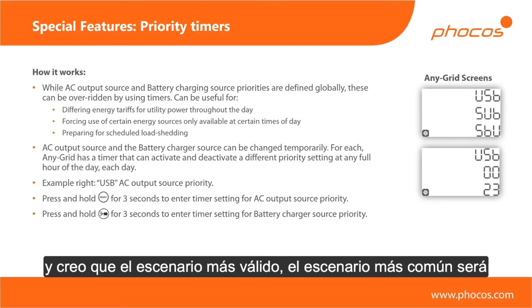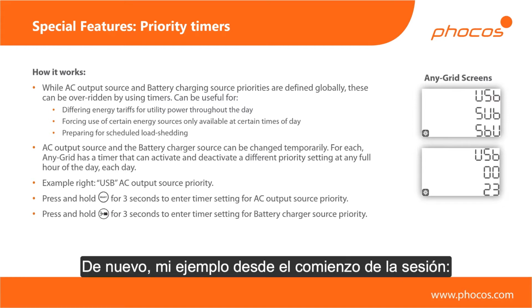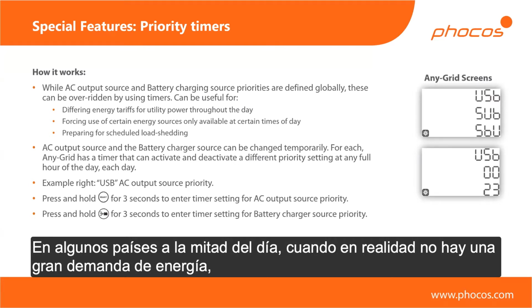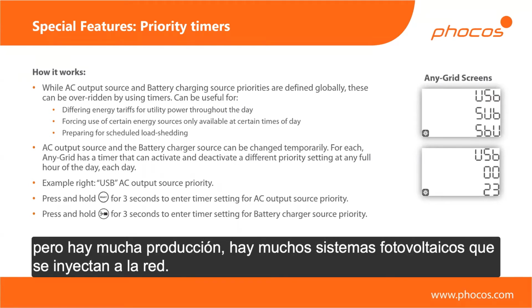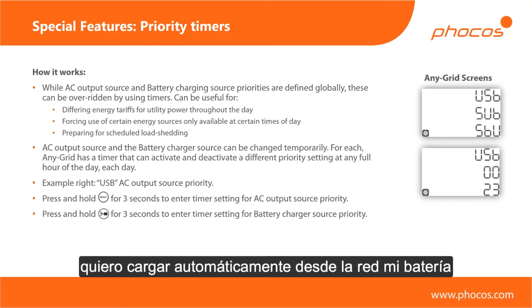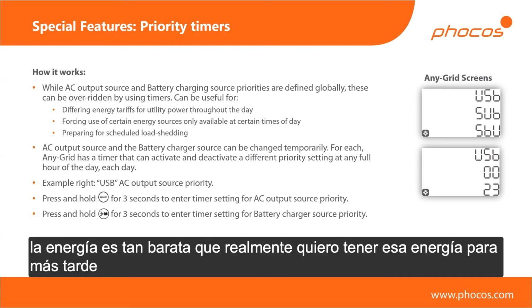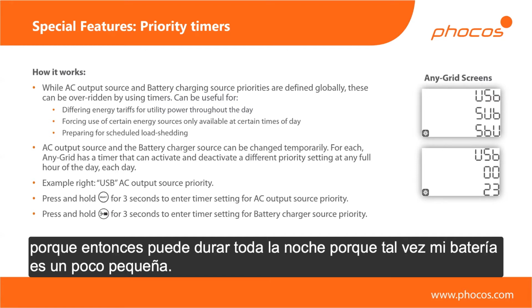And I think the most common scenario will be when people have different power tariffs throughout the day. So again, my example from the very beginning of the session, in some countries in the middle of the day, when actually there's not a high demand for power, but there's a lot of production, there's a lot of PV systems which are injecting to the grid. So the power can be very cheap then. So here you can say, okay, let's say from 11 o'clock in the morning to 1 o'clock p.m., I want to automatically charge my battery from the grid because, well, if my battery is not full at that time, energy is so cheap, I really want to have that energy for later because then it can get through the night, because maybe my battery is a little bit undersized.